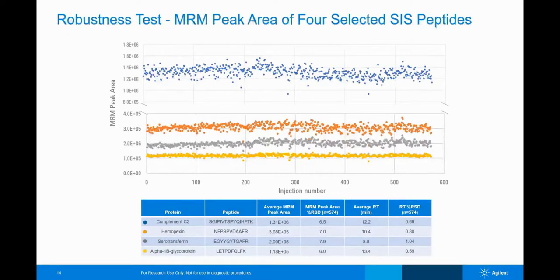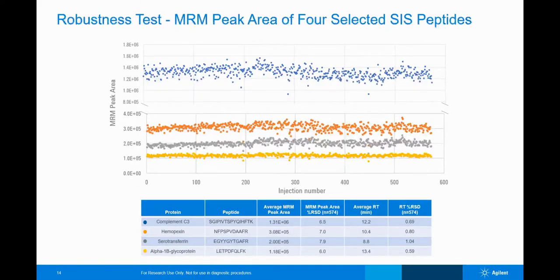And here shows the MRM peak area distribution from 4 selected peptides. These 4 peptides are represented by different colors, and each dot means one replicate injection. Overall, you can see the MRM peak area is quite stable. Among these 4 peptides, the highest response peptide has about 11-fold signal response compared to the lowest response peptide. And these stable isotope-labeled peptides are mixed at an equal amount. So you can see from the bottom 3 peptides, their signal response has about 1-fold difference from each other.